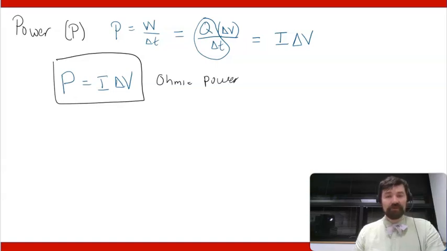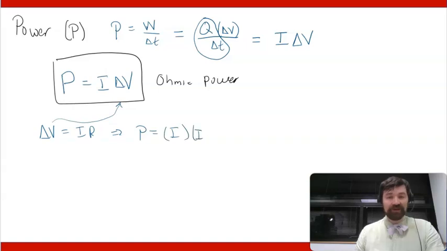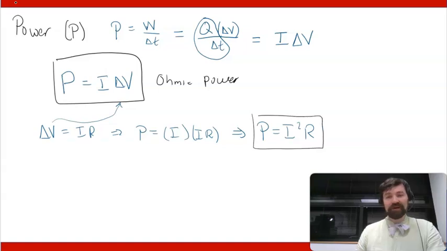And in addition to this form of ohmic power, we can recall that Ohm's law says delta V is I times R. So if I substitute this delta V in for this delta V, then what I have is power is equal to I times IR. And so that gives me power is equal to I squared R. That is also a pretty useful equation. This power loss is often denoted in these terms.